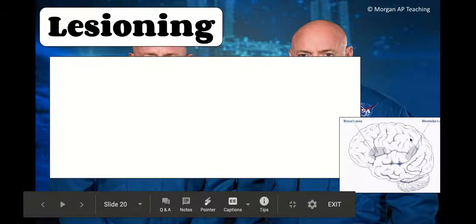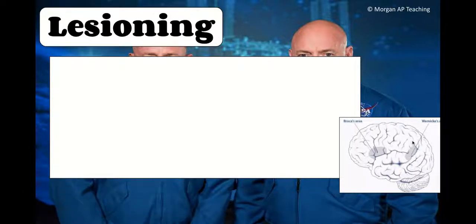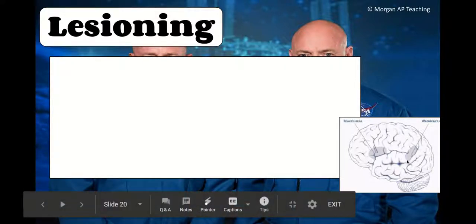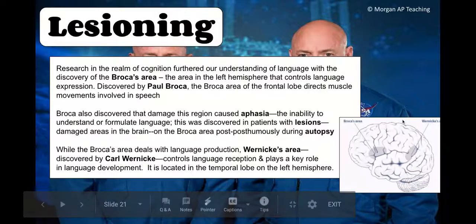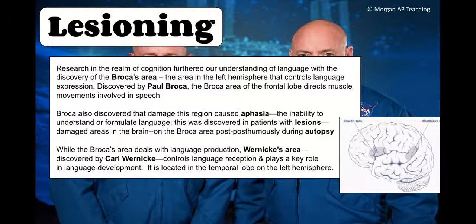And then the Wernicke's area, which was discovered by Carl Wernicke, controls language reception and plays a key role in language development. This is how we perceive language and then develop it, something we'll talk about later in the course. So let me put up this slide, and you can take it down now.